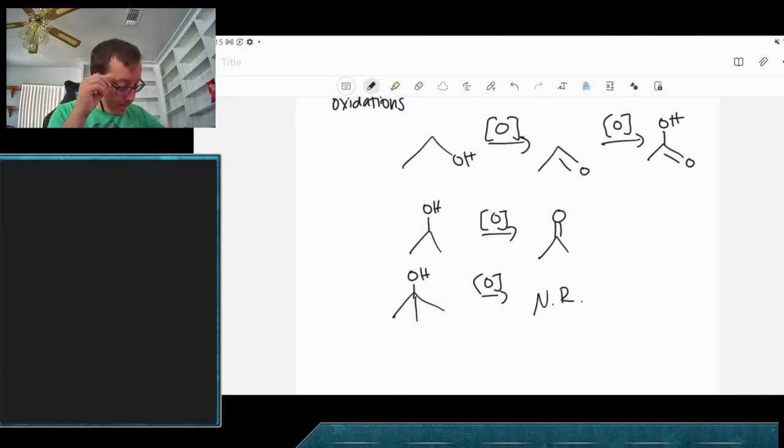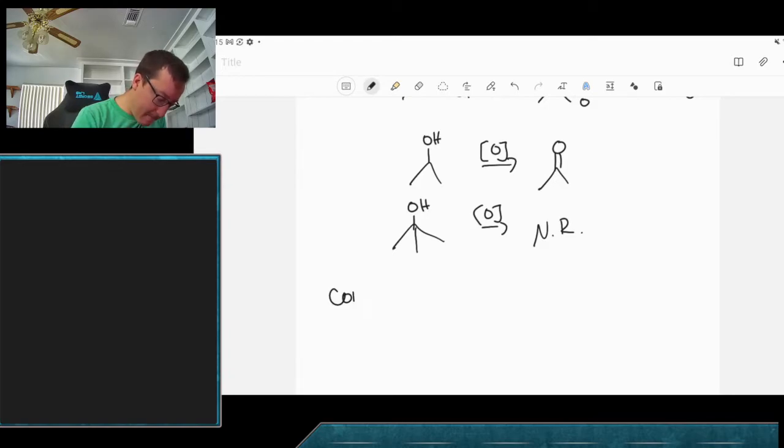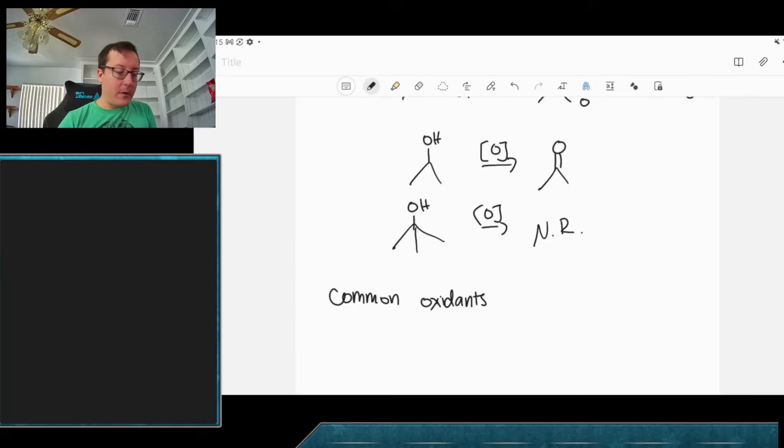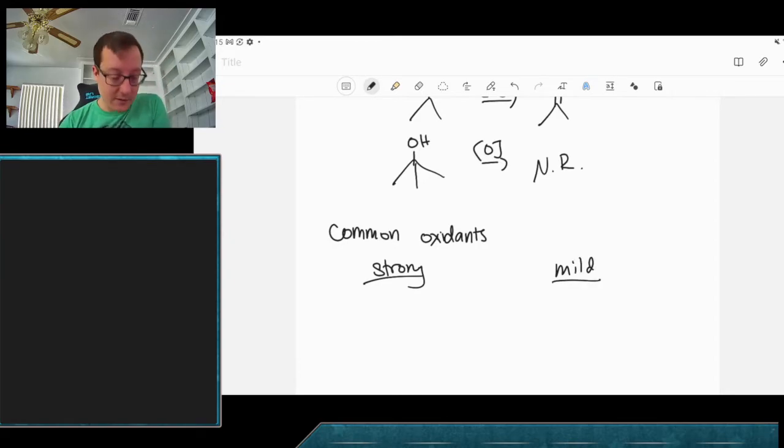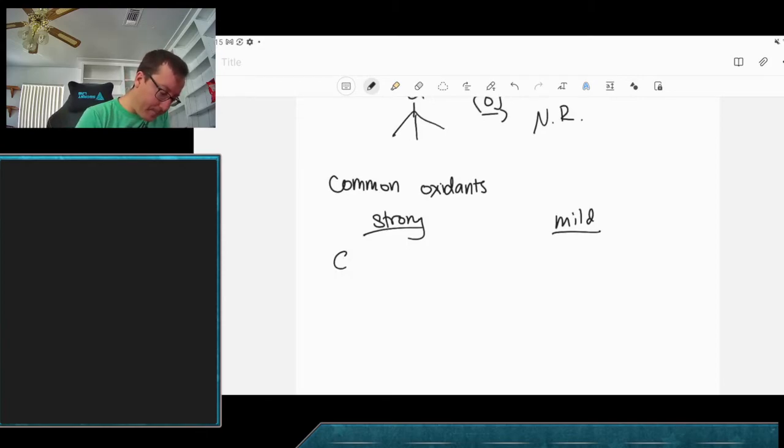We can take common oxidants. I'm going to separate these into strong and mild oxidants, and we'll see that there will potentially be a difference. So strong oxidants are: we have the chromate plus sulfuric acid, or even acetic acid. This gives us chromic acid.